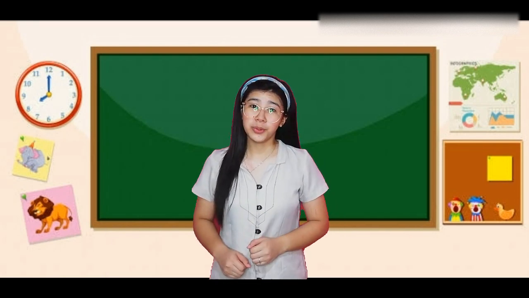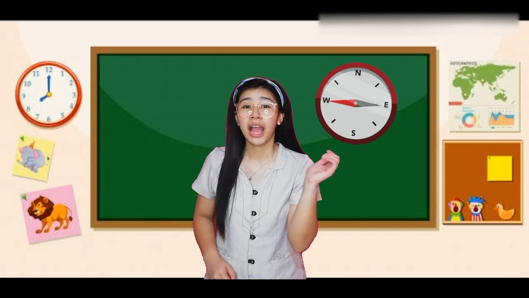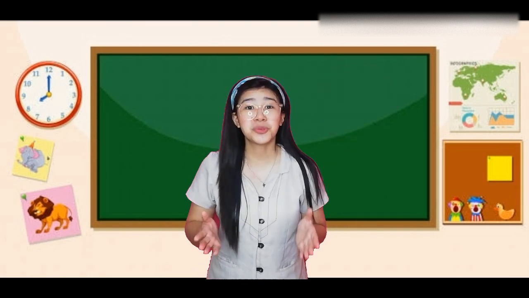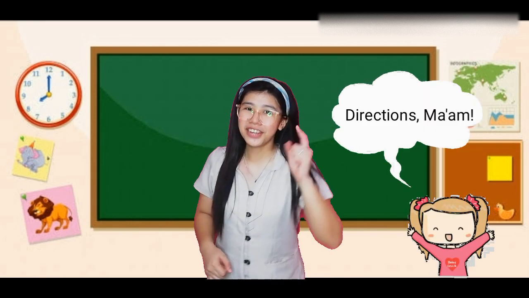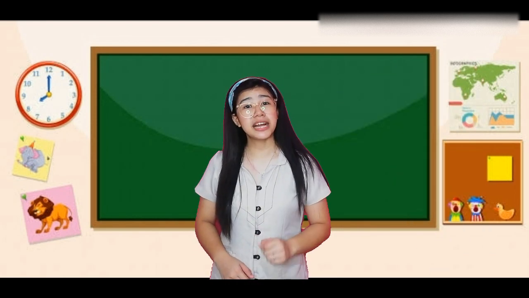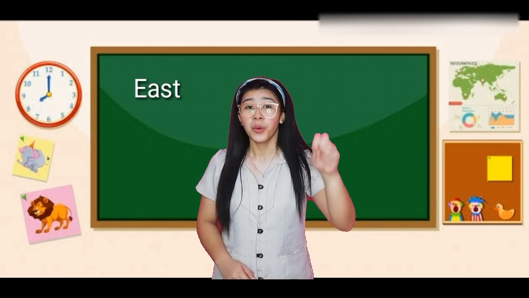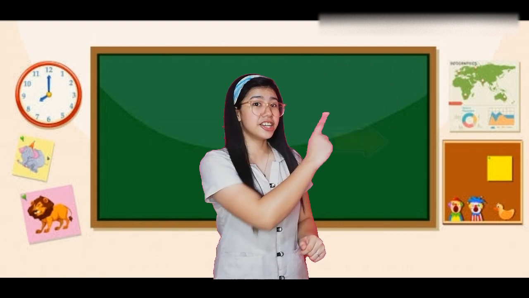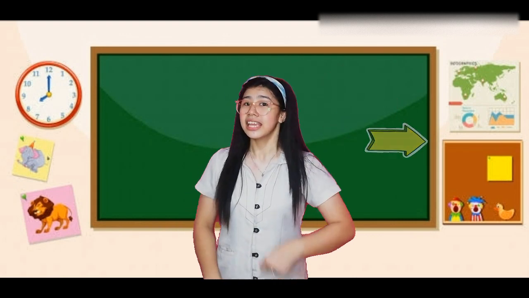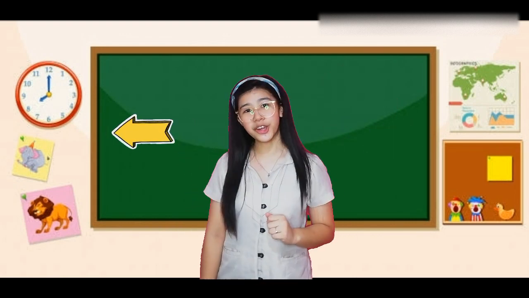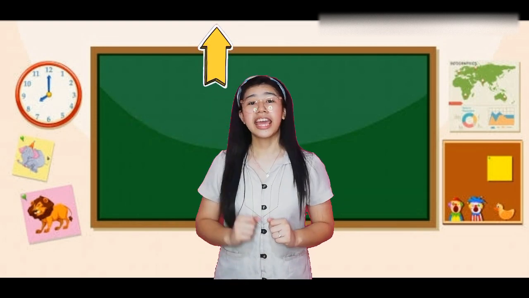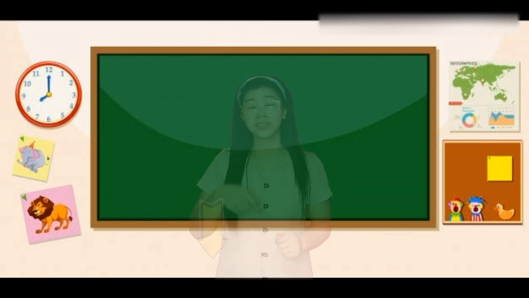So, who among you has seen a compass? What can you see in a compass? Yes, Wilson. Directions, very good. A compass has four directions, namely the east, west, north, and south. In this illustration, the east is here. The west is here. The north is here. And the south is here.